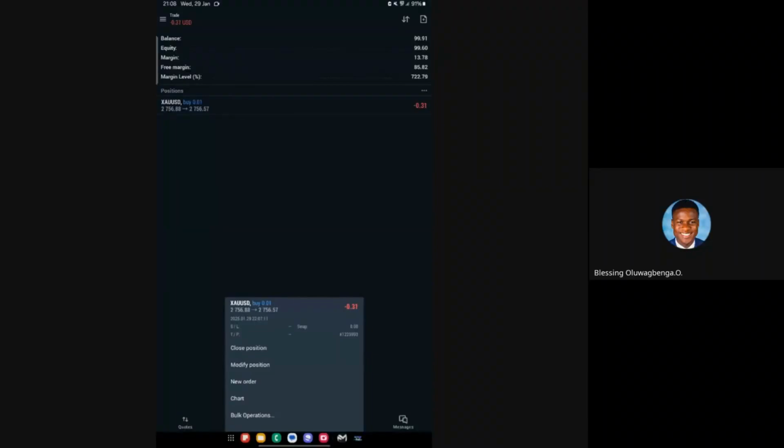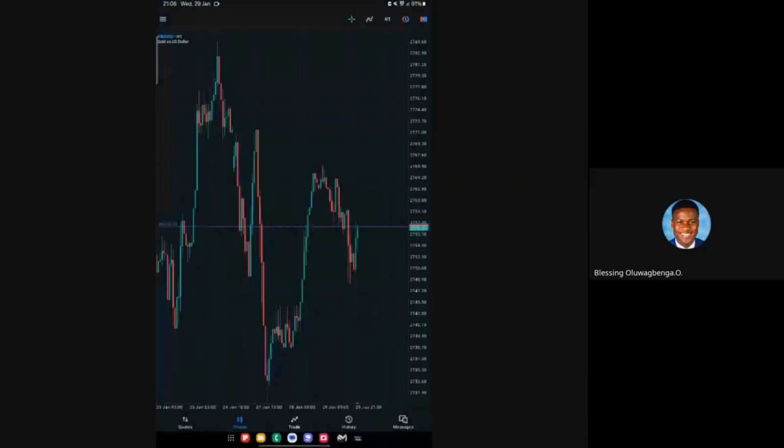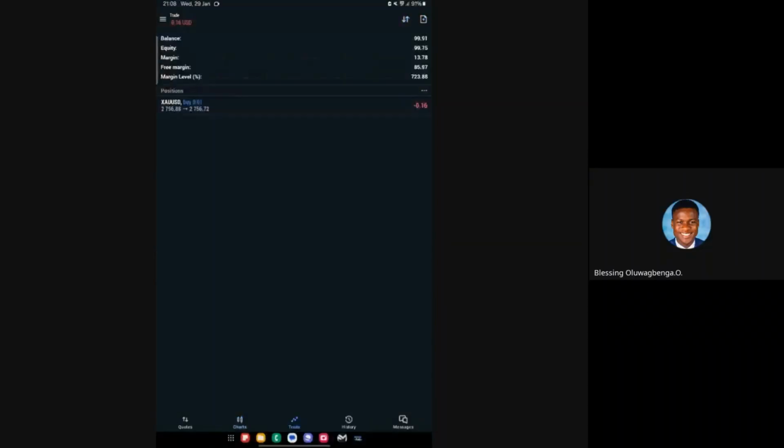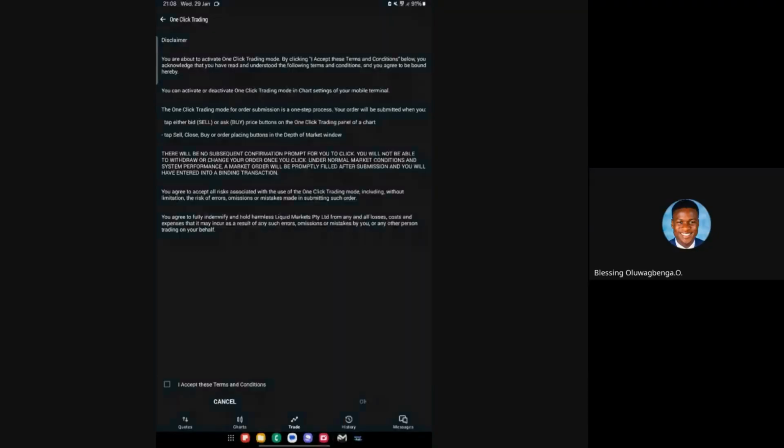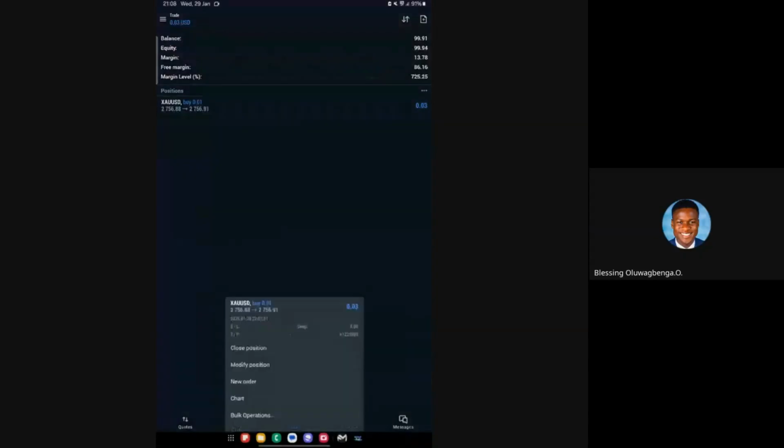The charts, that is the candlestick representation of price. And then bulk operation. It's a feature in MT5 that allows you to close all your trades at the same time, if you open more than one position, okay?